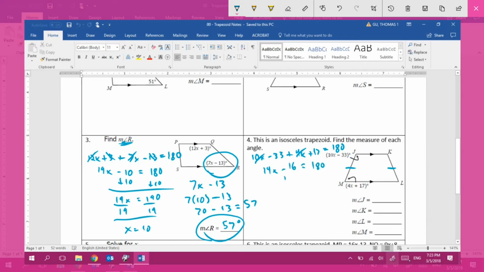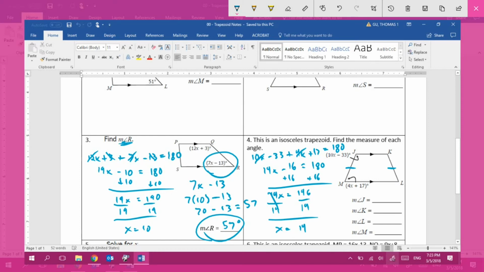Then we're going to add 16 to both sides. 14x equals 196. And then we're going to divide both sides by 14. That would be 14. So x equals 14. But that's not my answer. We're looking for all 4 of the different angles.